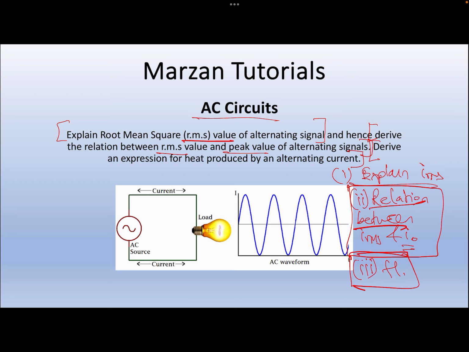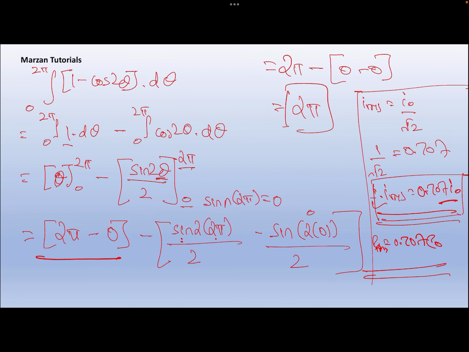Now the third part is left, the last part is left, heat. Now how will we solve heat? In the lower classes we have done that the formula for heat is equal to how much? Heat is equal to I square RT. We have done this formula in 10th standard, I guess.